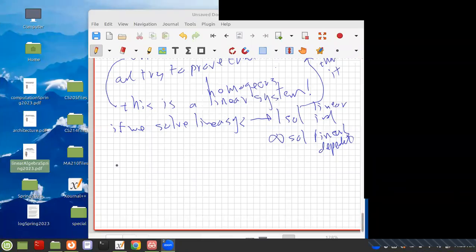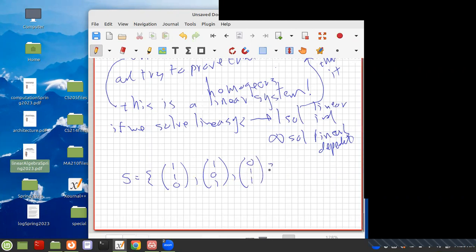Let's take S equals, say, (1, 1, 0), (1, 0, 1), and (0, 1, 1), and ask, are these three vectors linearly independent? This is an example, right?